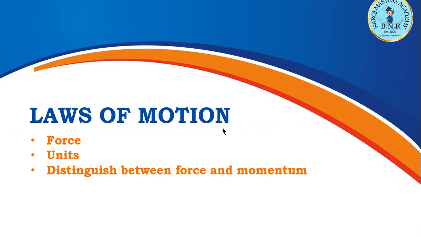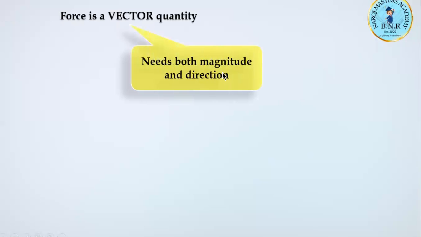In this video, we'll discuss force and its units, and the difference between force and momentum. In the previous session, we discussed that F is equal to ma. Force is a vector quantity, so it needs both magnitude and direction. What is a vector? A vector has both magnitude and direction. What about a scalar? It has only magnitude, but no direction.